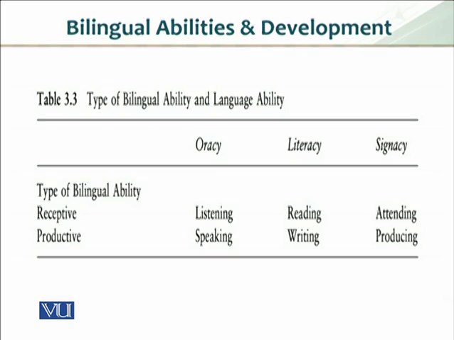So we are saying that the type of bilingual ability that is receptive would mean, in oral skill, you're just listening. In literacy, it would mean you're able to read but not write. And in signing, it would mean you can understand the signs but you can't produce them. If you are a productive bilingual, then in terms of oracy it means you can listen, understand, and speak it. In literacy, it would mean you can read it and write it also. And in signing, it would mean you are also able to understand the signs and produce the signs in that language.